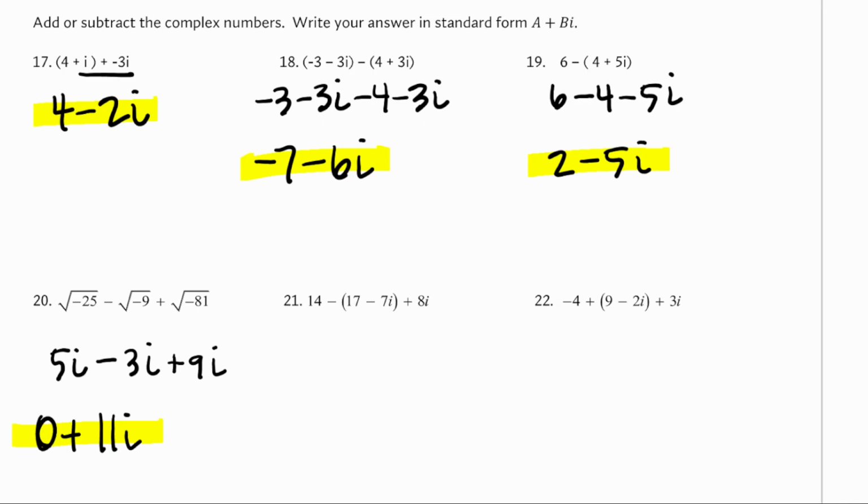So, all right, we're going to go over here. We're going to distribute a negative. So minus 17 plus 7i plus 8i. 14 minus 17 is negative 3. 7 and 8 would be positive 15i.